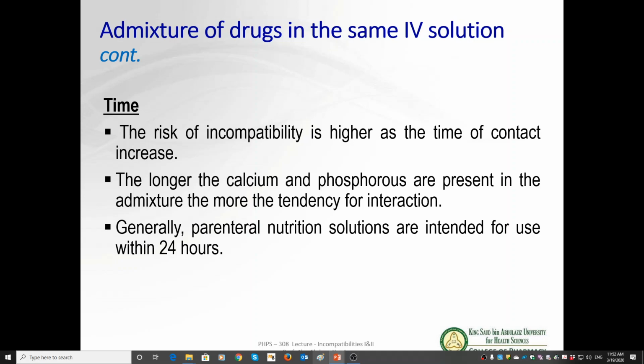Don't prepare your solution and leave it for a long period of time. Generally, there is a general rule that parenteral nutrition solution is intended for use within 24 hours. So the admixture will take a label of use within 24 hours. So you cannot prepare them longer than this, even though you try to minimize this within the 24 hours if possible. The longer the calcium and phosphate are present in the admixture, the more the tendency for interaction. Well, this is obvious, so you minimize this.